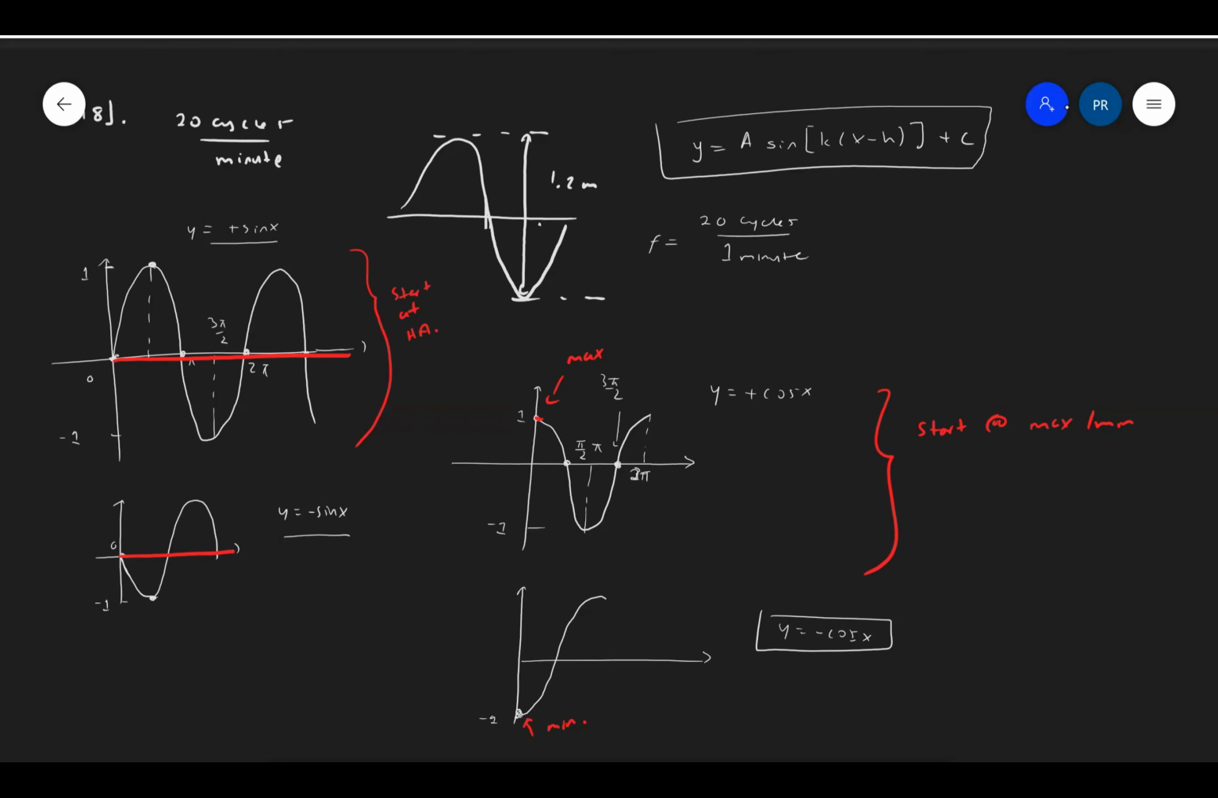That's our frequency. Let's think about writing this in terms of how long it takes for one cycle. If there's 20 cycles in 1 minute, which is 60 seconds, then we know that there is one cycle in 3 seconds. How did I come up with that? Well, I just scaled the ratio down by dividing by 20.